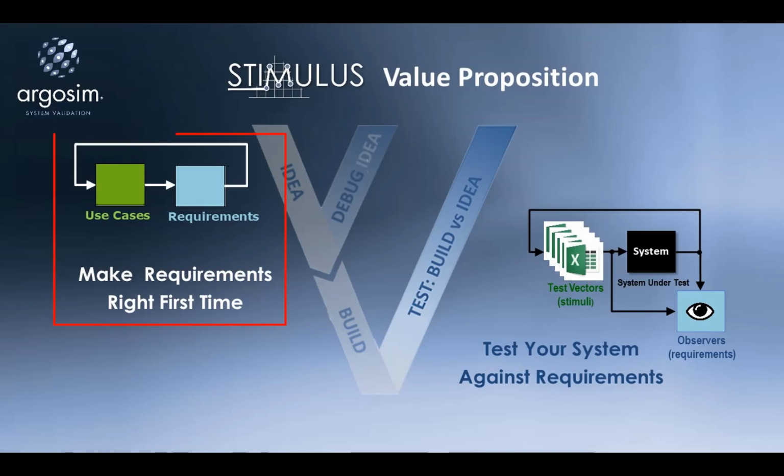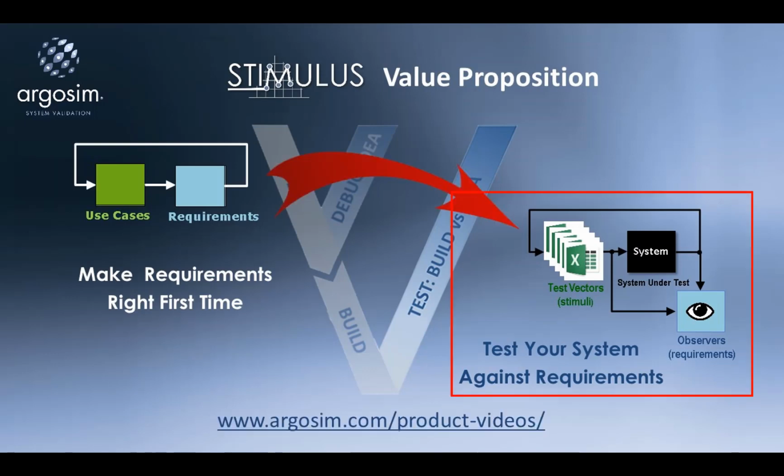Stimulus allows you first to develop and validate the specification and then to automate the functional tests very effectively.